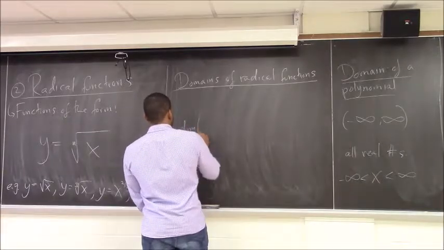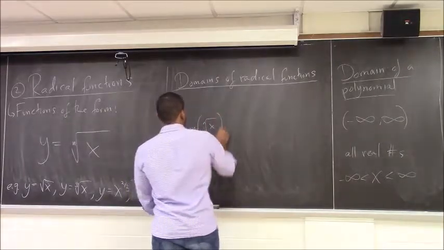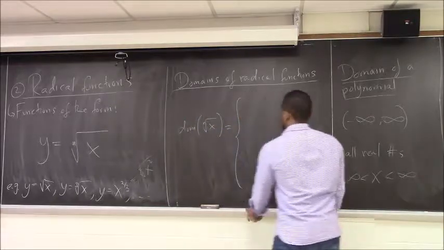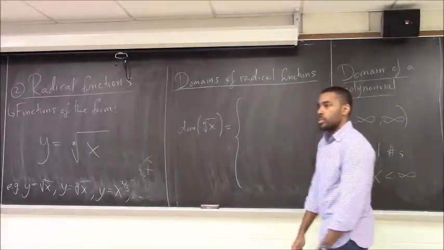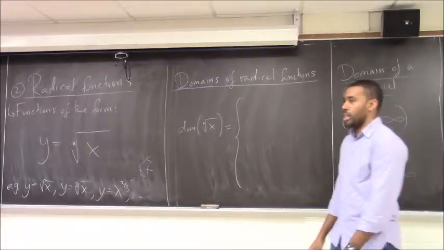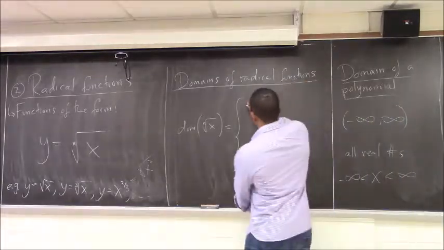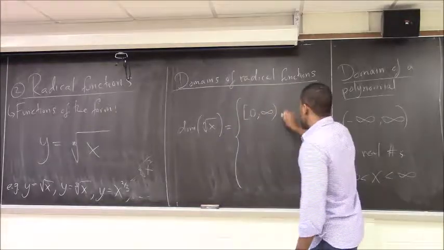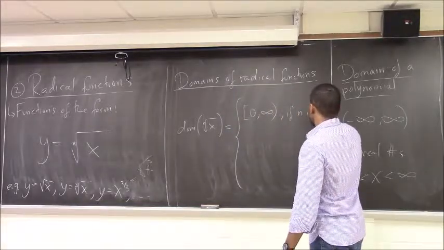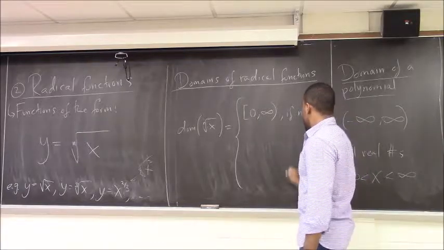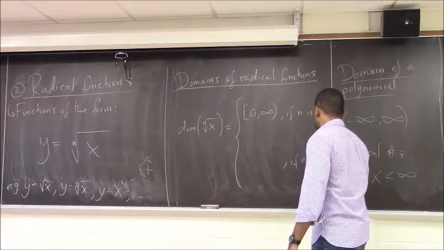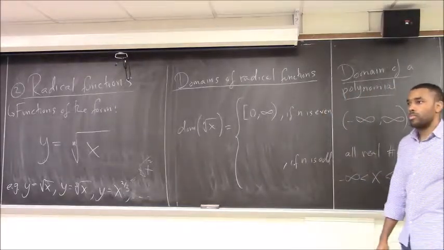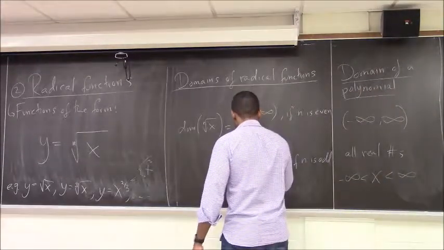The domain of the nth root of x would be, there are two cases, is what I'm hearing you say. What's the first case? If n is even, it's 0 inclusive and anything bigger. And what about if n is odd? Negative infinity to positive infinity. Everything.